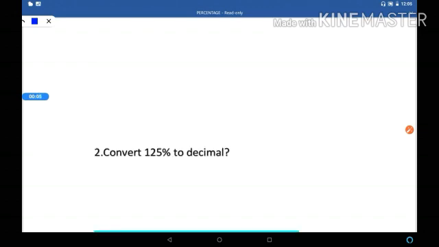Convert 125% to decimal. 125% is equal to 125 upon 100. Whenever you see the percentage symbol beside the number, you have to write 100 in the denominator. Whenever you write 100 in the denominator, place the decimal point after 2 digits from your right side. So 1.25 is our answer.